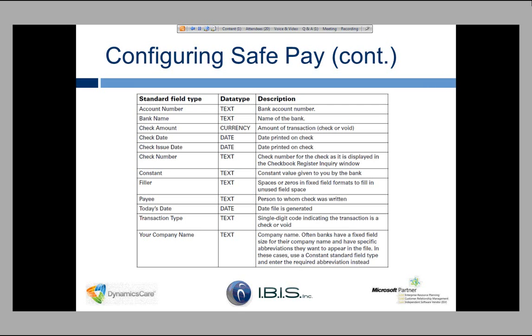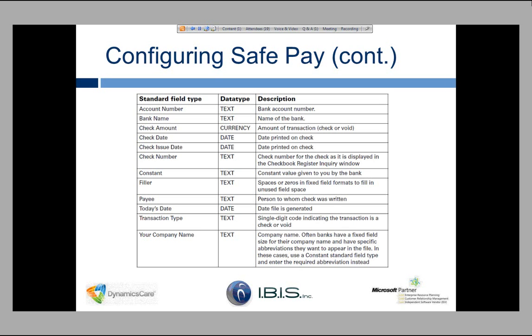Standard field types that are available to us include the account number. This pulls the bank account number directly out of GP. You can also get the bank name. So the bank may have a name that they want you to include in the file. If they want you to pull the name from the description, you could do that. Or if you are concerned that somebody might be modifying the bank name in GP, you can also possibly create this field as a constant value and hard code the bank name into this file format, so that it is less likely that someone will go into the file format and change the bank name than it is that they will go into GP and change the bank name in GP.